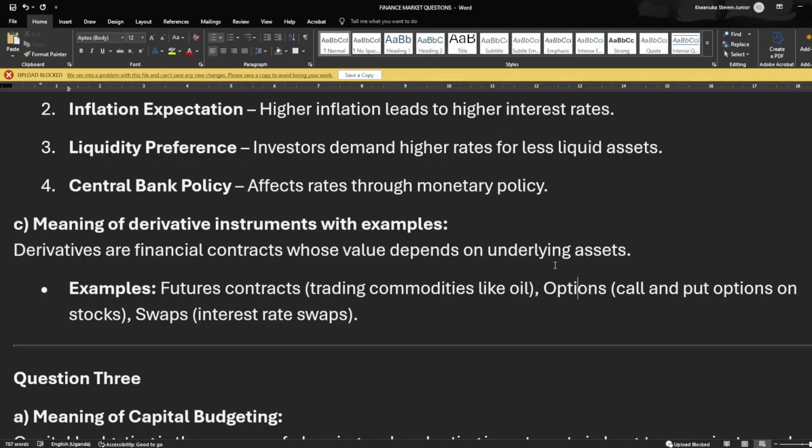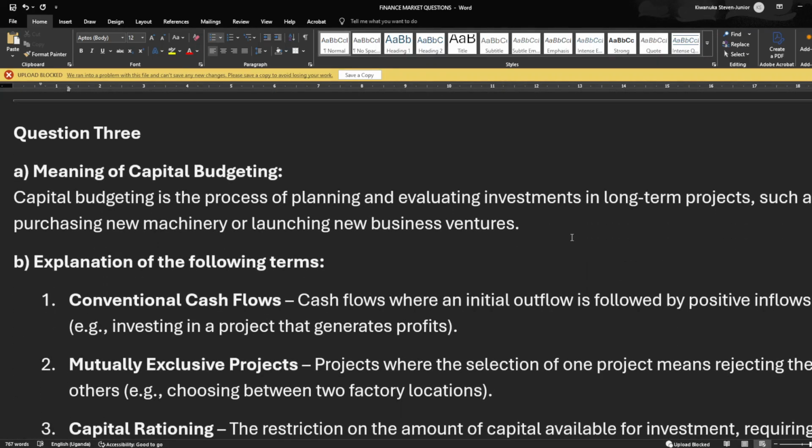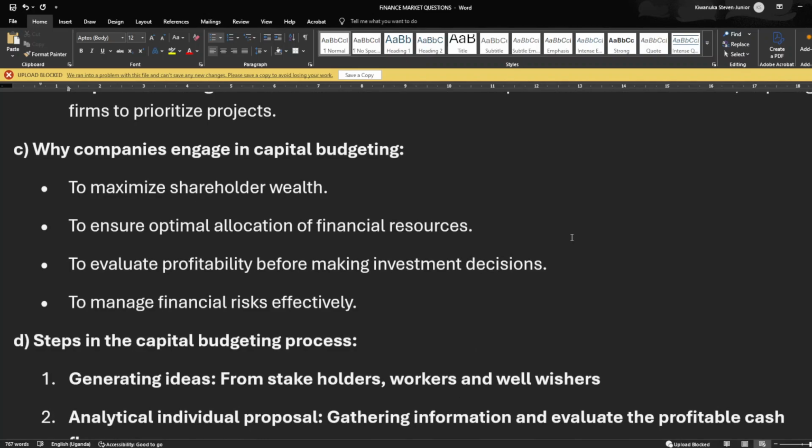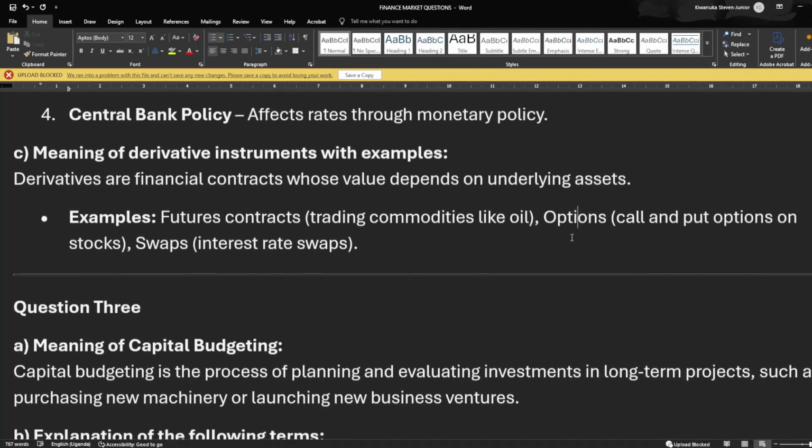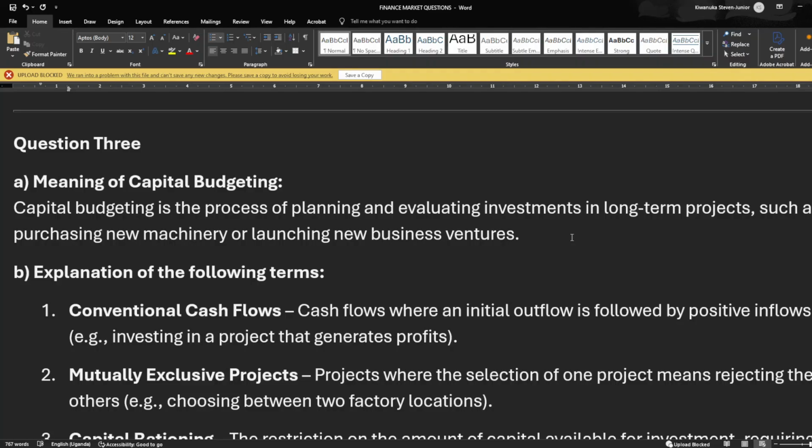So we come to our last number, examining capital budgeting, and the definition of capital budgeting. Capital budgeting is the process of planning and evaluating investments in long-term projects, such as purchasing new machinery or launching new business ventures. That is capital budgeting.